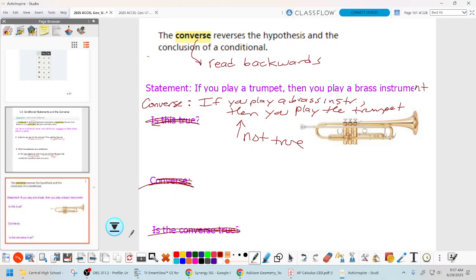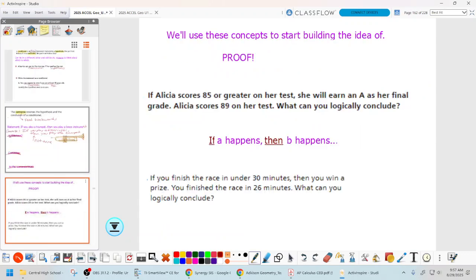Okay, but we have had converse ones that are true. I'll have to think of it. It's slipping my mind right at the moment. So we use all of this kind of stuff to build a proof. You will do that.